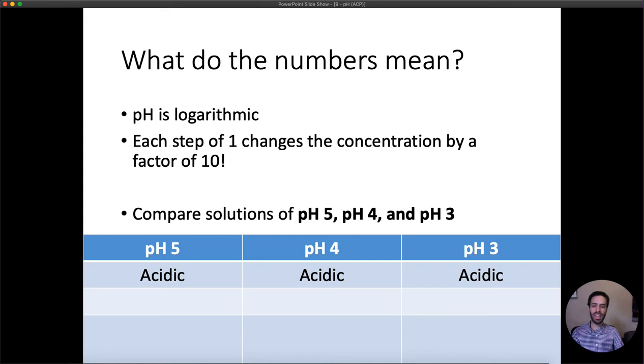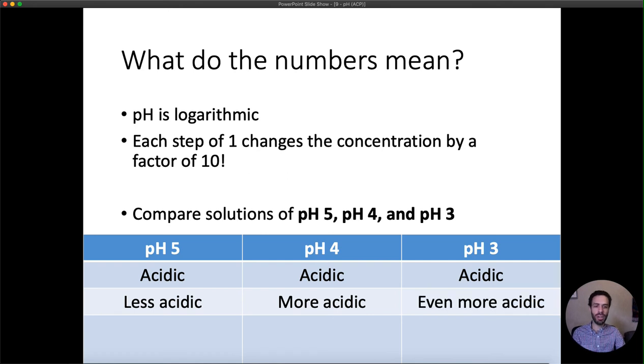pH 5 is a pretty high pH value for an acid. It's close to 7. So the pH 5 is less acidic. It is a relatively weak acid. But the lower the pH value, the stronger the acid. So pH 4 is more acidic than pH 5, and pH 3 is even more acidic than pH 5.